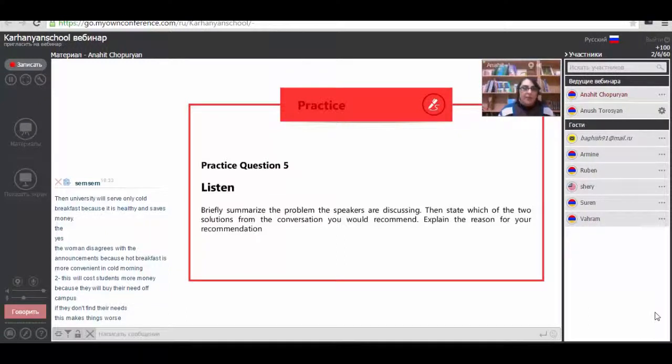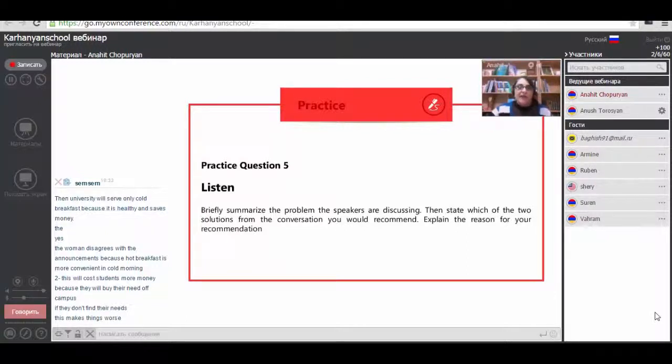Okay, so the man suggests to see her professor and write a paper, or she could send someone instead of her. Okay, so these were the 2 solutions that he recommended. So which one will you choose and why?